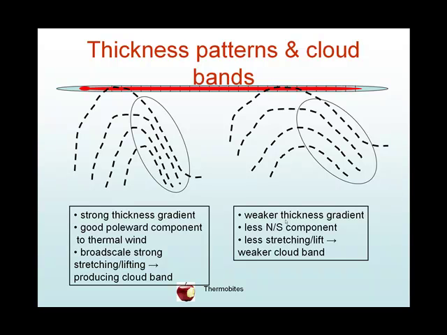On the right-hand side, there's a weaker thickness gradient, which produces a weaker thermal wind, and there's less of a north-south component, which is going to produce less stretching and lifting and a weaker cloud band.